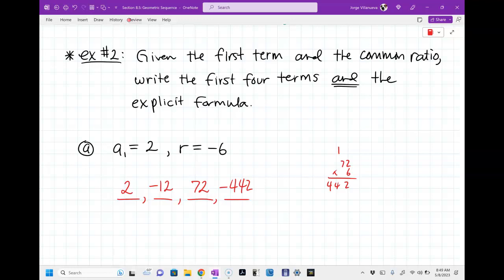So 432, and I'm done. That's it. There's my first 4 terms. Okay? So 2, -12, 72, -432. And then they said, oh, write the formula.